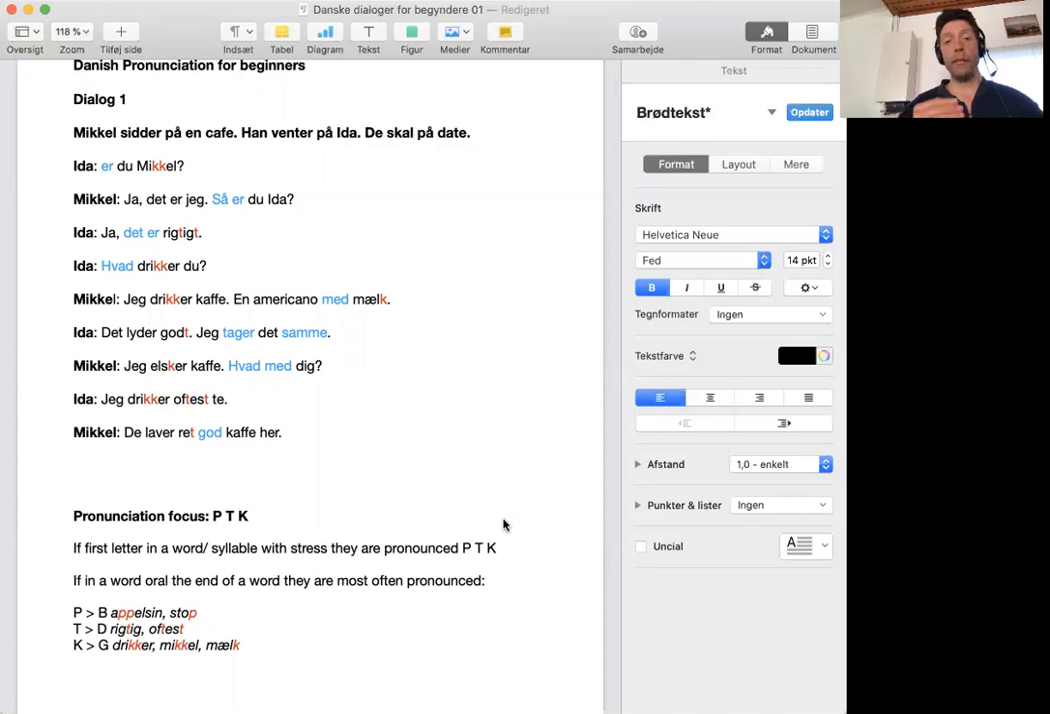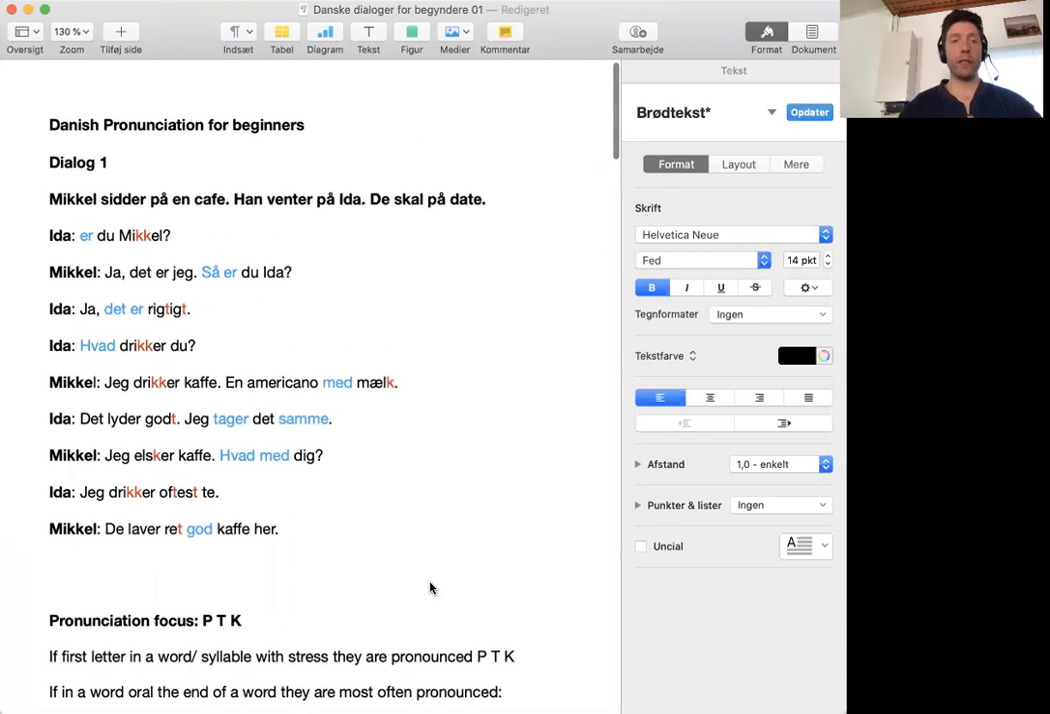If P, T, and K is the first letter of a word, it's usually pronounced as it is, P, T, and K. But if these letters are in the middle or at the end of a word, something happens with the pronunciation often, not always, but most often. So P would be pronounced as a B: appelsin, stop. T would most often be pronounced as a D: rigtig, oftest. And K would often be pronounced as a G: drikker, Mikkel, mælk.